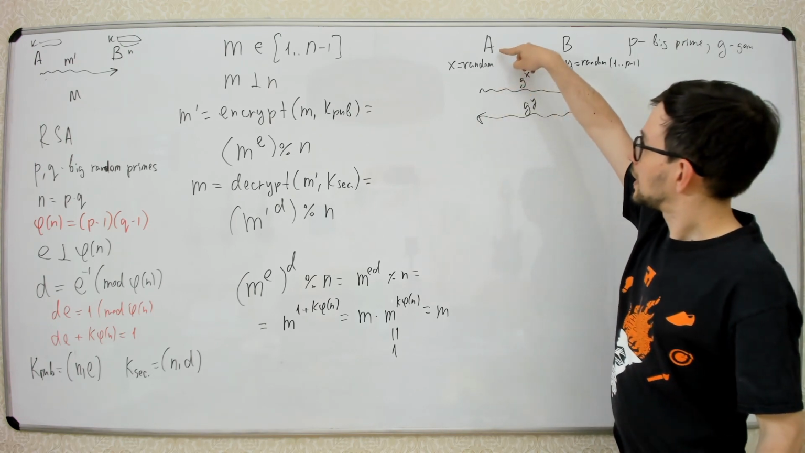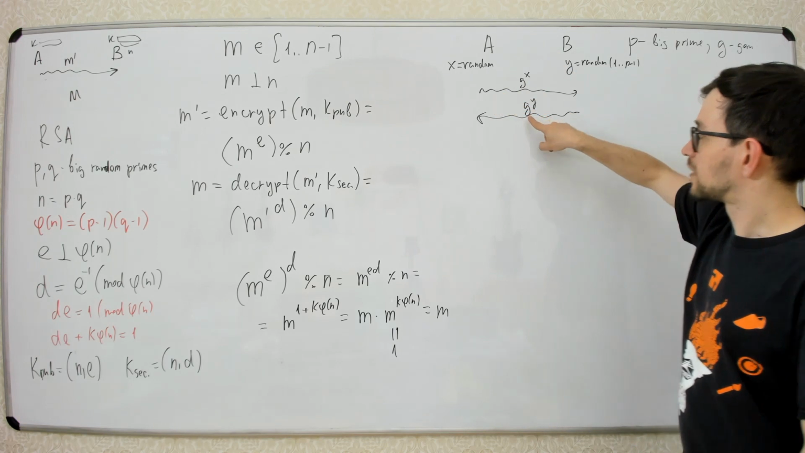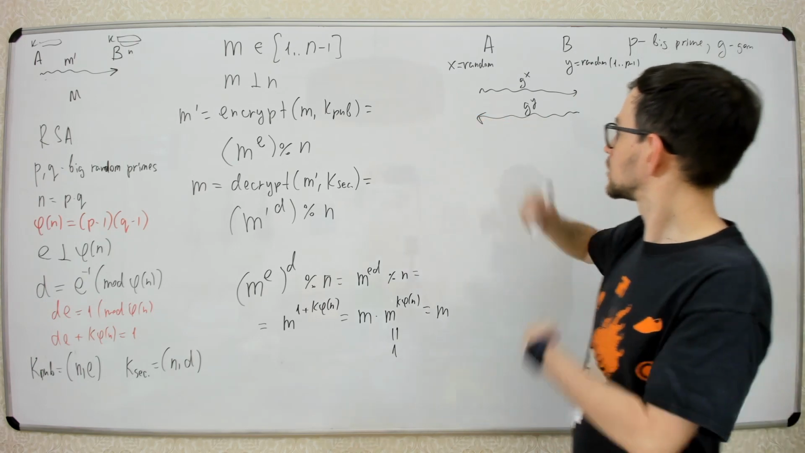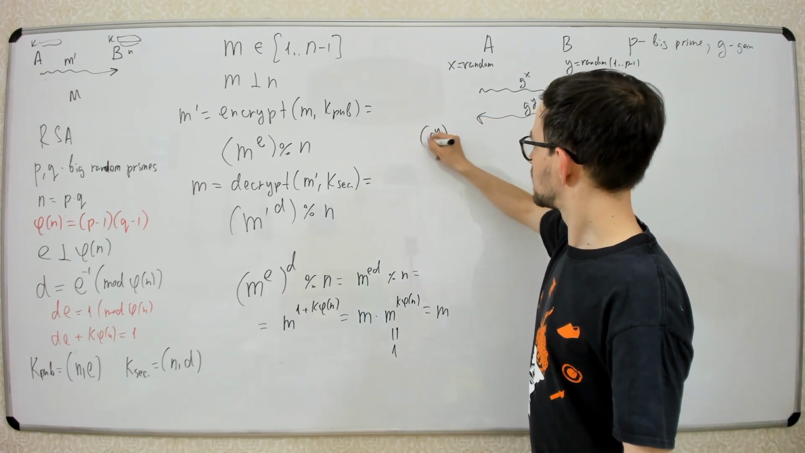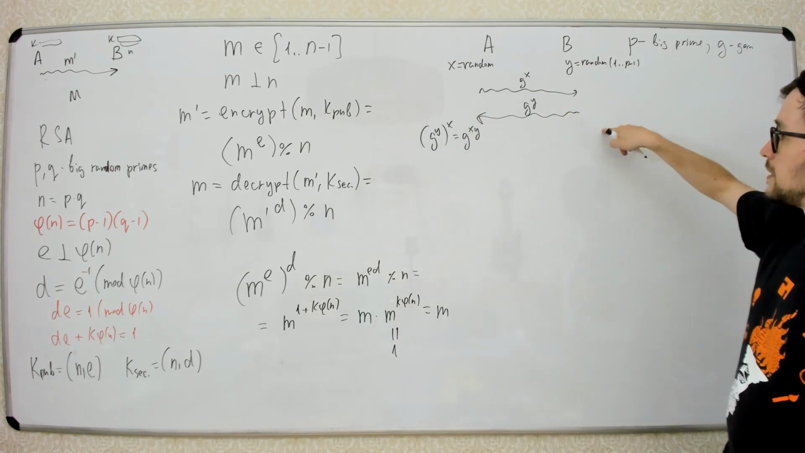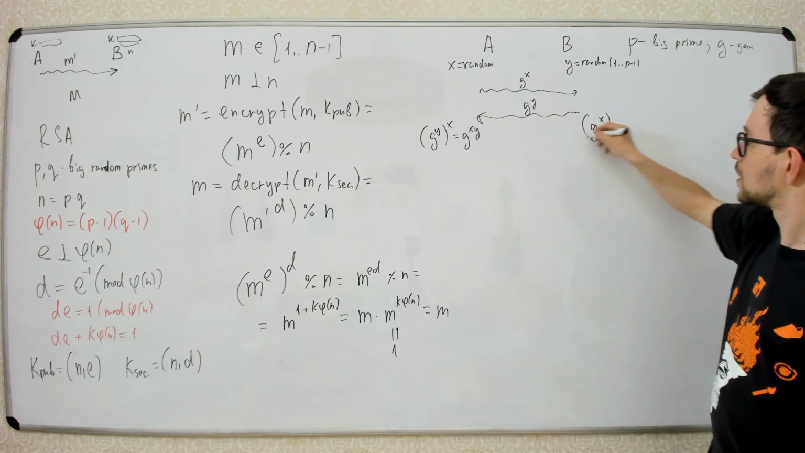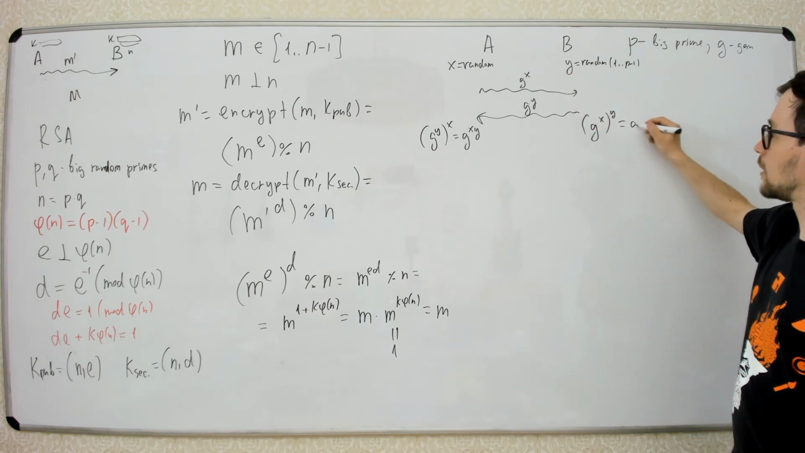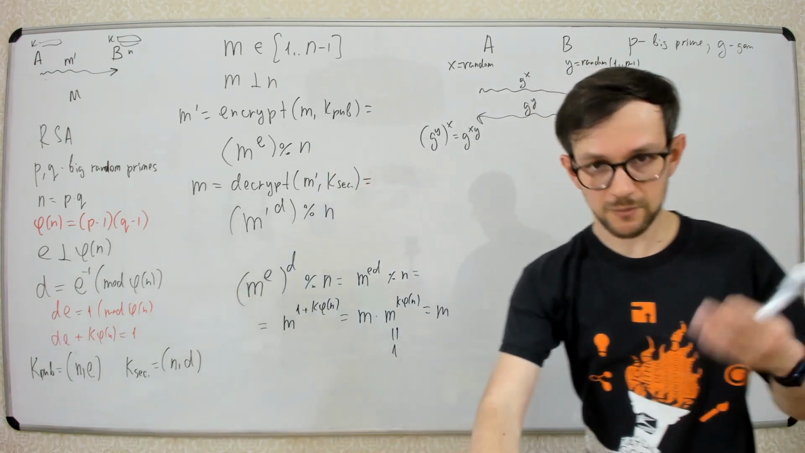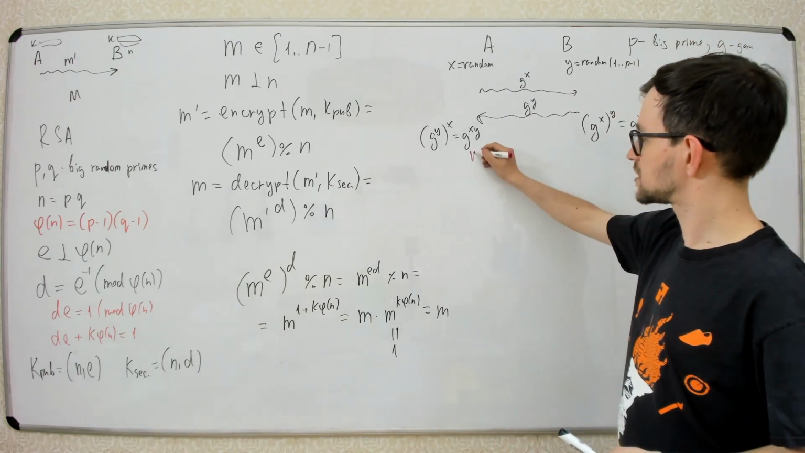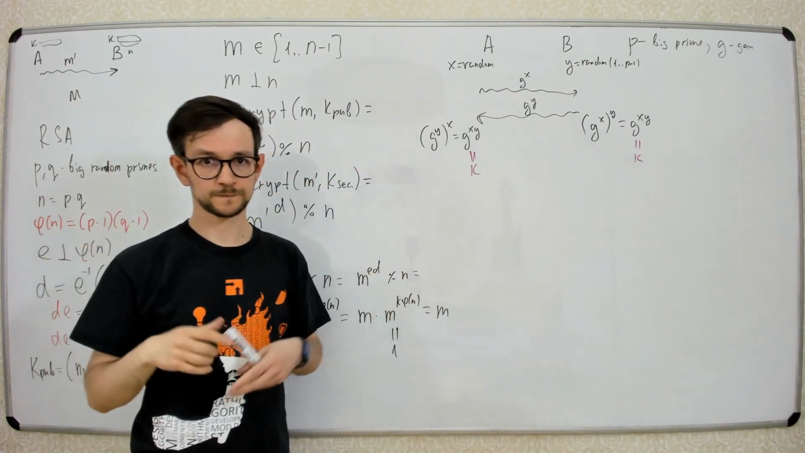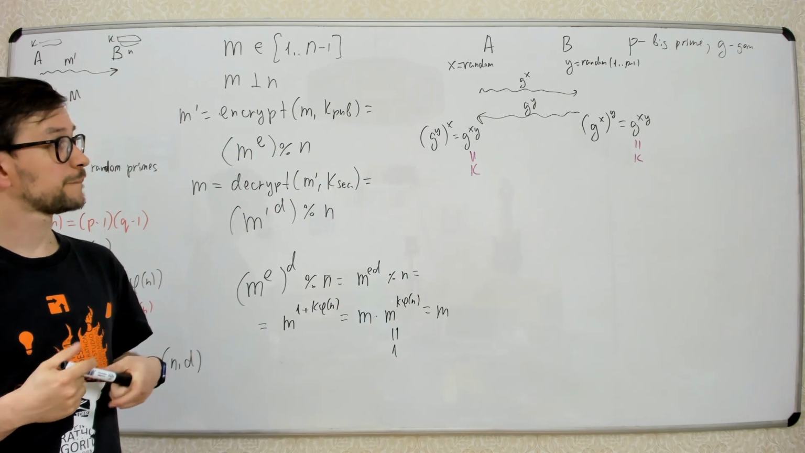Now, A knows the number g in power of y and the number x. So A can calculate g in power of y in power of x, which is g in power of xy. B can calculate the number g in power of x, put it in his power of y, and calculate the number g in power of xy. So we have the same number for A and B. We'll just call this number the key. Now A and B have the same shared key. Very easy protocol, actually.